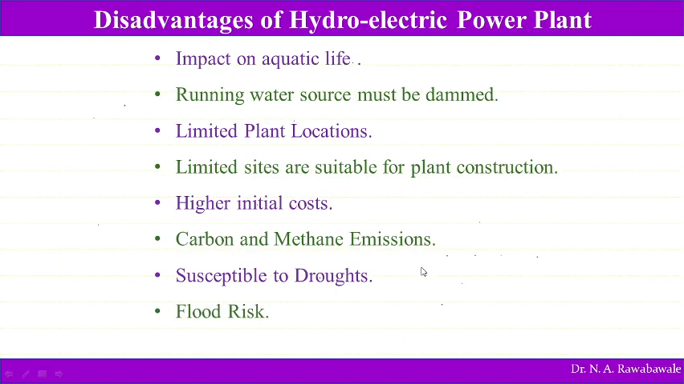Then flood risk. In case the dam suddenly gets damaged or breaks, the risk of flood exists. It may get damaged because of any reason, heavy rain, an earthquake, or any other natural calamity. So there is a chance of flood. That is one of the disadvantages of a hydroelectric power plant.